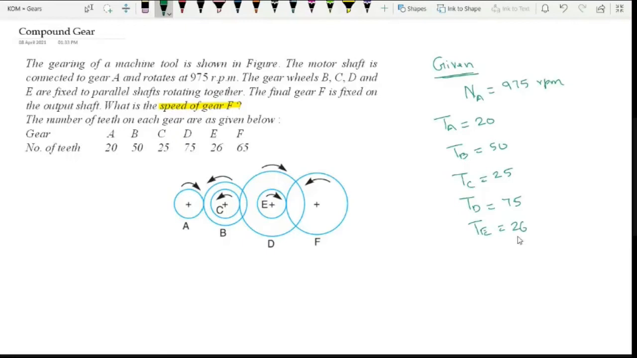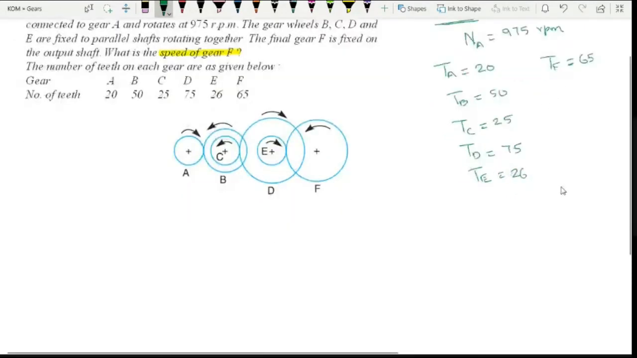TE is equal to 26 and TF is equal to 65. Right. All these data are given. So it is as simple as that. Just for reference, I am going to mark in red color. Whenever I say it is a driver, I will use red color. Driven, I will use blue color or green color.